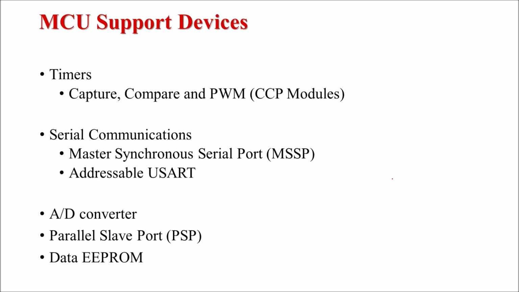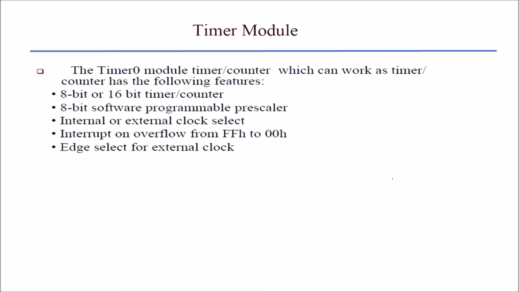So supporting devices are timers. Timers are associated with capture, compare and PWM modules. These capture, compare, PWM modules use different timers. Then serial communication modules are there like master synchronous serial port, MSSP. Addressable USART module is there. AD converter is there, parallel slave port is there, data EEPROM is there. So these are the supporting devices available in PIC microcontroller. So just go through these modules in brief. Detailed programming we'll discuss in the next lecture.